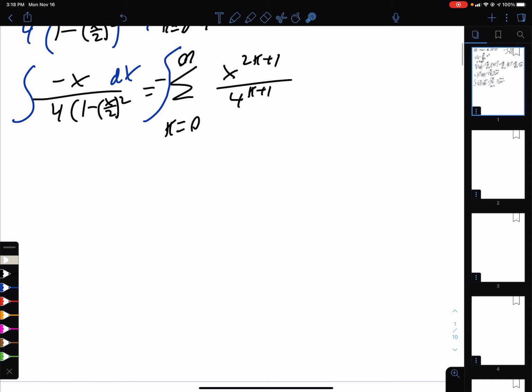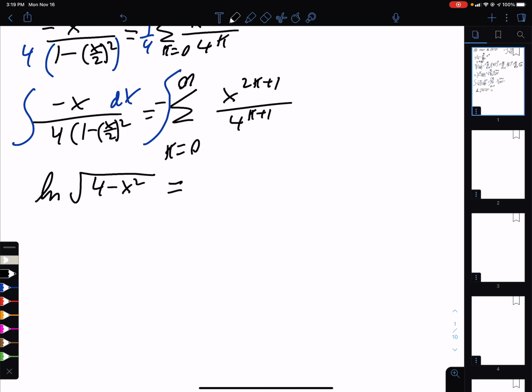So this becomes ln of the square root of 4 minus x squared. On the right side, this is where you need practice understanding how to integrate and what things represent. So k is my variable, x is a constant.